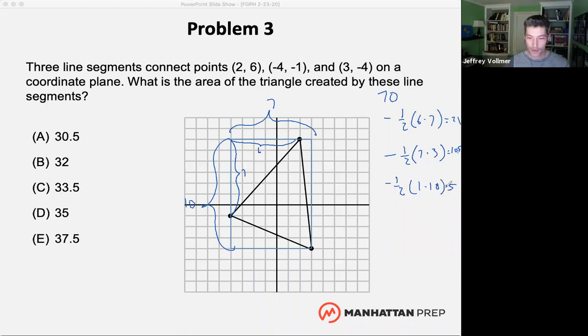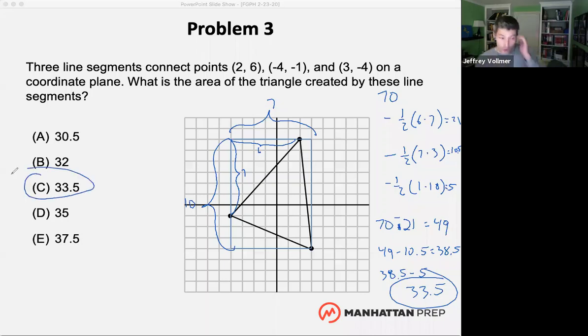So I've got 70 for my overall area. I'm going to take away this hunk, which is, this big chunk is 21. That'll give me 49 left. I'm going to now hack away this part. That was an area of 10.5. So now I'm down to 38.5. And now I have to get rid of this little sliver. 38.5 minus that little sliver's area of 5 should be 33.5. We answer C.